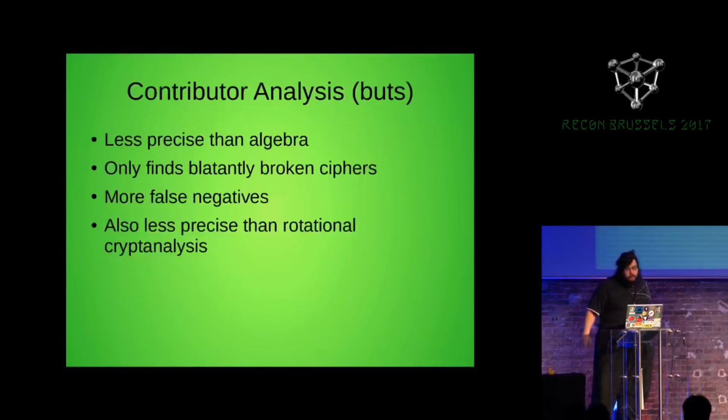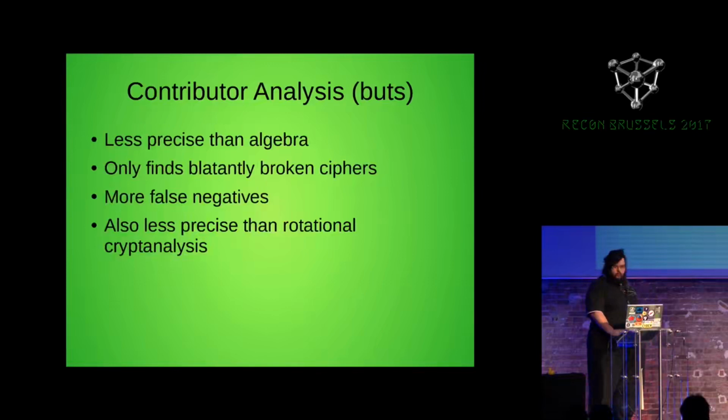So it has some problems, of course. It's awfully less precise than algebra, and it's also less precise than rotational cryptanalysis. If I had run, for example, Salsa20 with a rotational cryptanalysis approach, I could have found much bigger flaws than I have found with this approach. And it will only find blatantly broken ciphers. I mean, don't expect it to find the next flaw on RC4, because it will not.